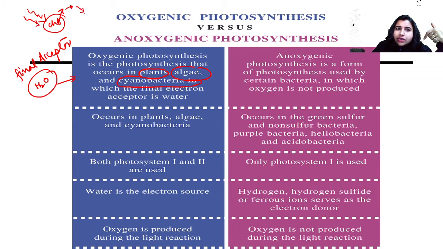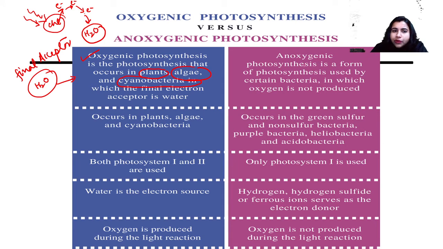This electron keeps on moving from one electron acceptor to another. So what will happen now? Ultimately there will be a final acceptor of electron. So in case of oxygenic photosynthesis, this final acceptor is your water molecule, right?